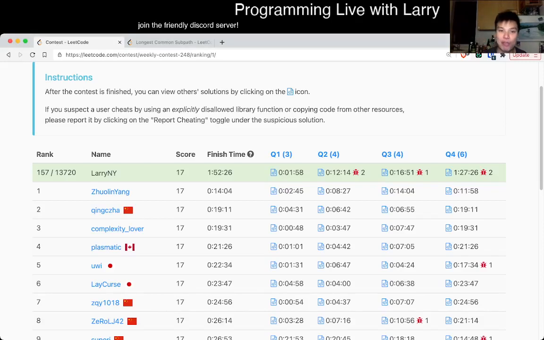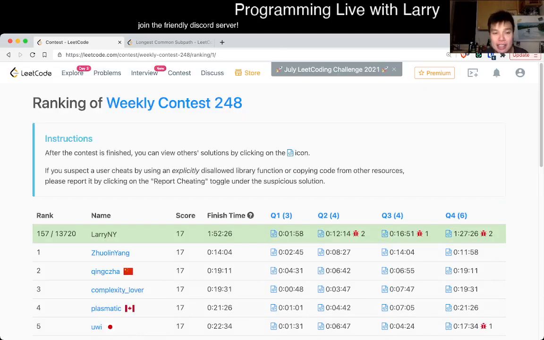This is me going with Q4 of the weekly contest 248 on Leetcode, longest common subpath.